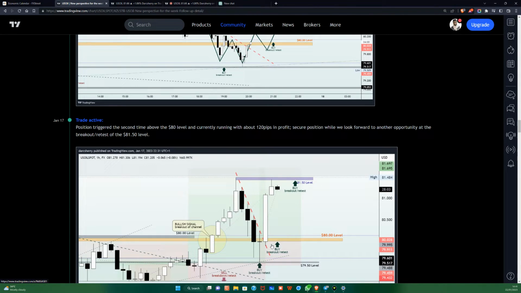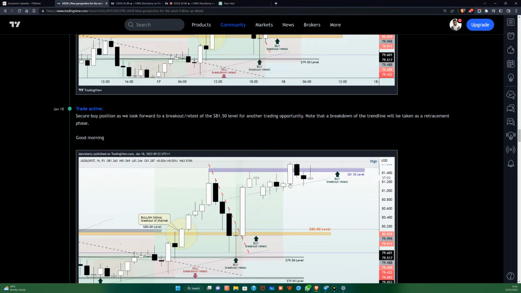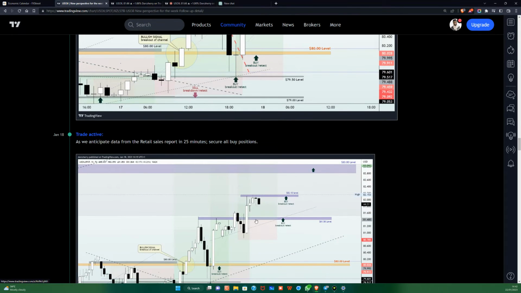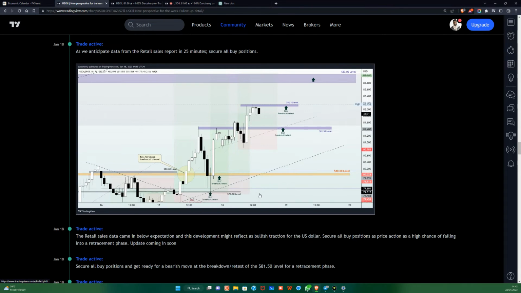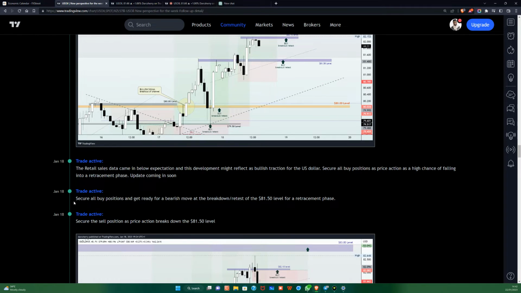Price moved significantly well in our favor. Then we looked forward to adding more position at the $81.50 level, breakout of that structure. And as you can see, price broke out of the $81.50 level. And when we started noticing selling pressure at the $82.10 level prior to the retail sales data, we positioned ourselves to join a decline at the breakdown of the $81.50 level. So this was the instruction in that regard here.